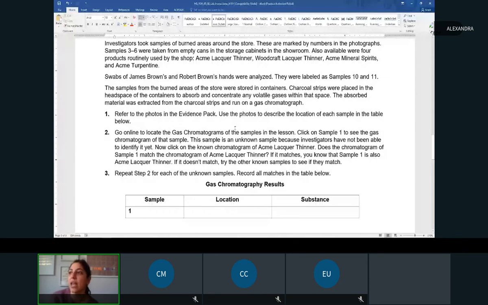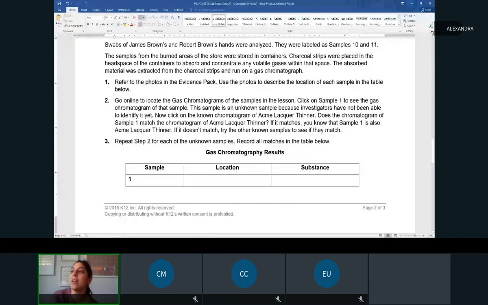Then go online to locate the chromatograms of the samples in the lesson, and click on sample 1 to see the gas chromatogram of that sample. This is an unknown sample because investigators have not been able to identify it yet. Now click on the known chromatogram of Acme lacquer thinner. Does the chromatogram of sample 1 match the chromatogram of Acme lacquer thinner? If it matches, you know that sample 1 is also Acme lacquer thinner. If it doesn't match, try another sample to see if they match. Then repeat step 2 for each of the known samples. Record all matches in the table below.